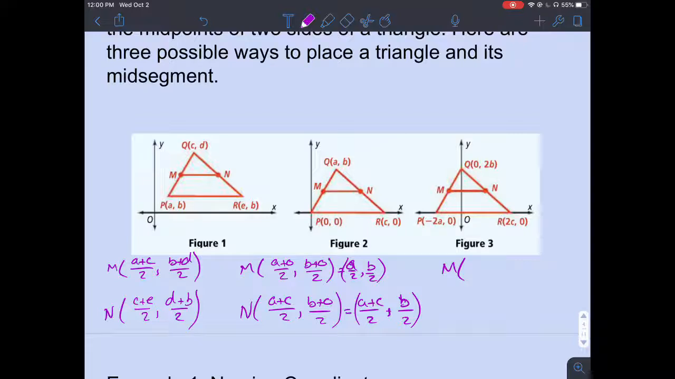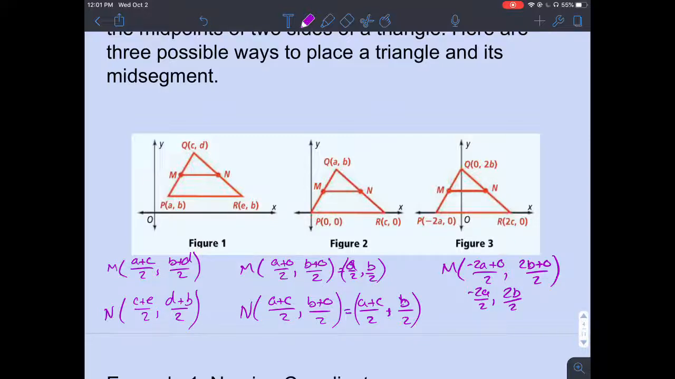So m is going to be over here with a negative 2a plus 0 over 2. And then our y-coordinates would be 2b plus 0 over 2. Now, in this one here, we add these up, we get a negative 2a over 2, and we get a 2b over 2.